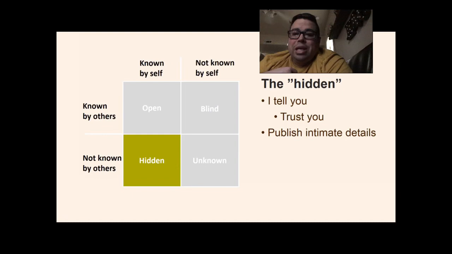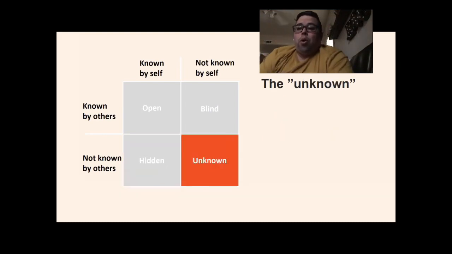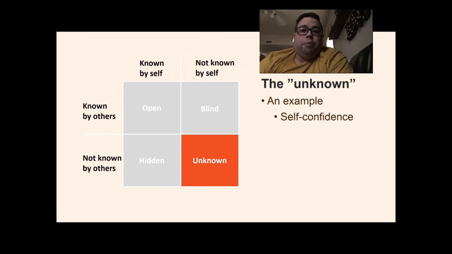And then finally is the unknown quadrant. And so the unknown quadrant is going to be something about yourself that you don't know and that others don't know either. And so how you might react in a given situation. So up until 4 weeks ago, 31 days, you didn't know, and neither did anyone else, what kind of self-confidence you might have in the middle of a quarantine, in the middle of an isolation based on a pandemic.